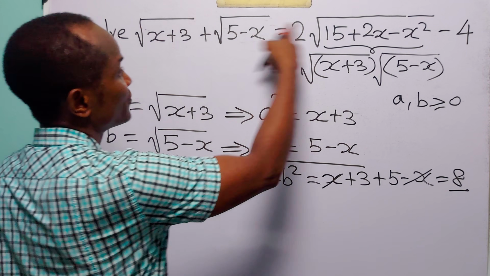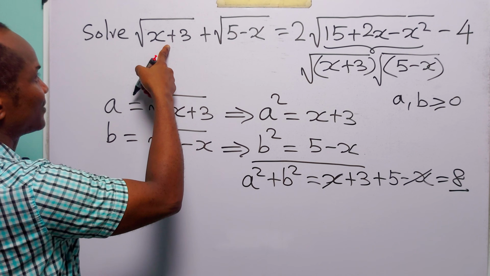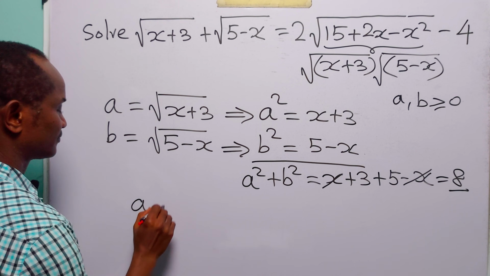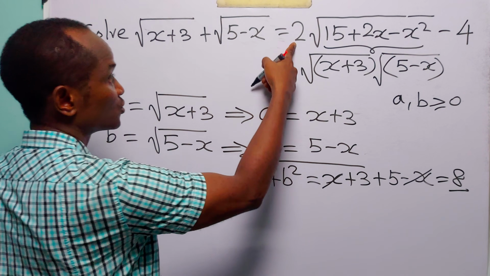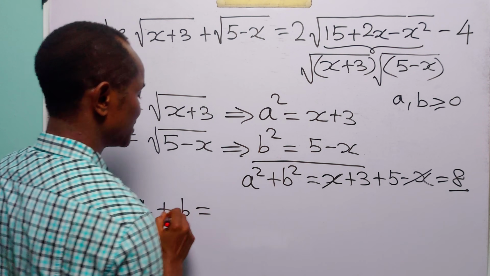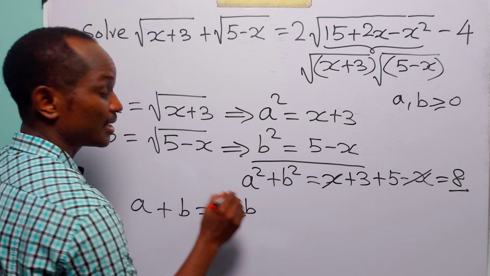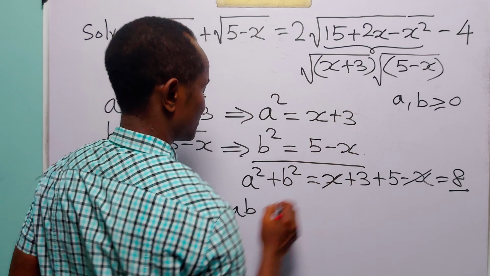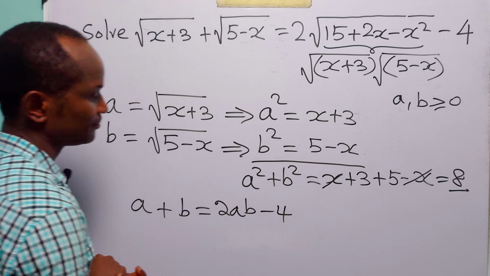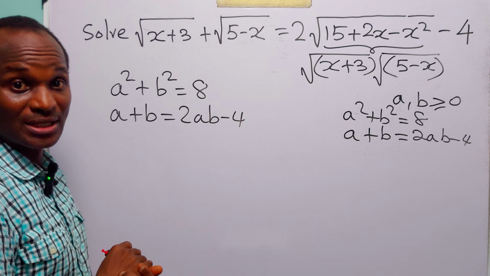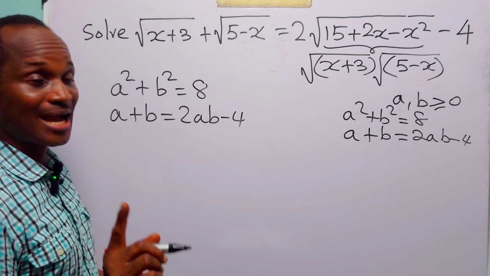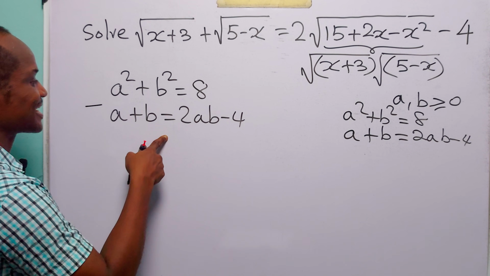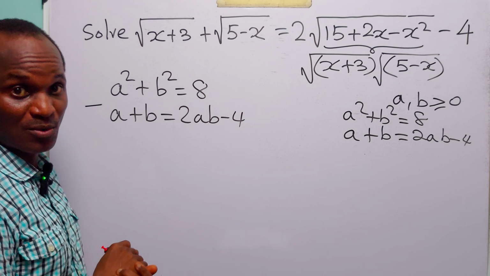Now, going back to the original equation, we have that a plus b is equal to 2 times a times b, that is 2ab minus 4. Now we have two simultaneous equations in a and b. To find the values of a and b, let us subtract the second equation from the first equation.